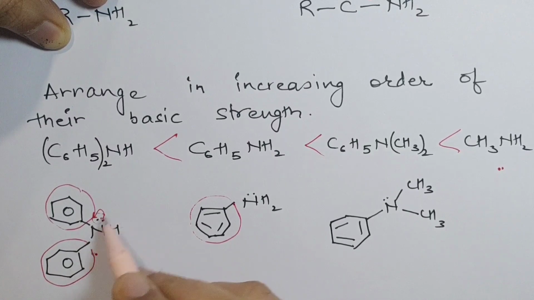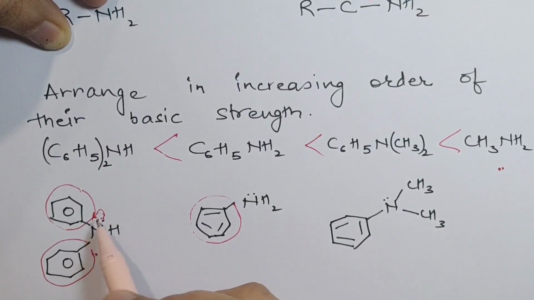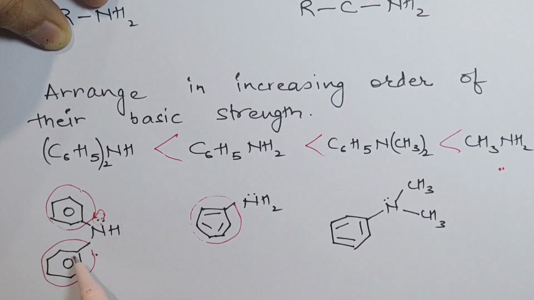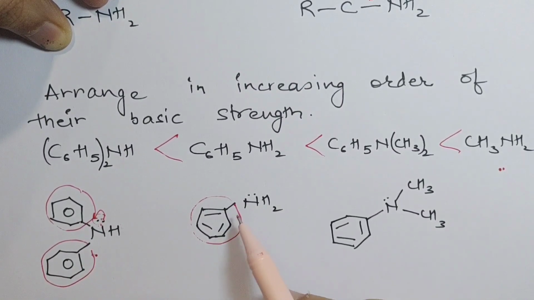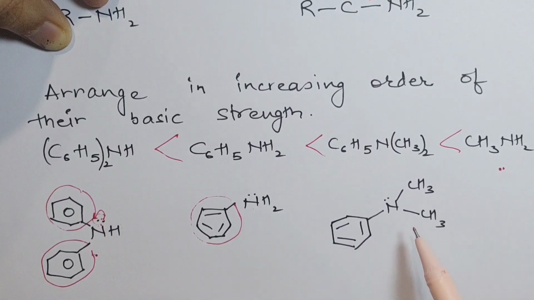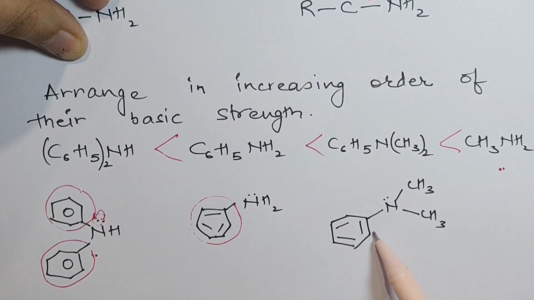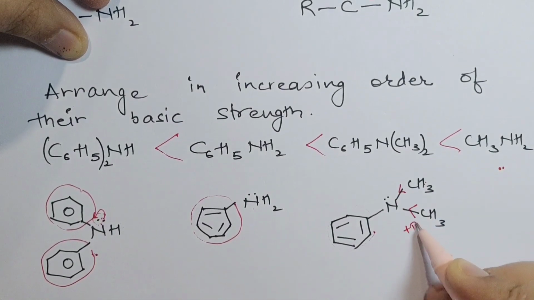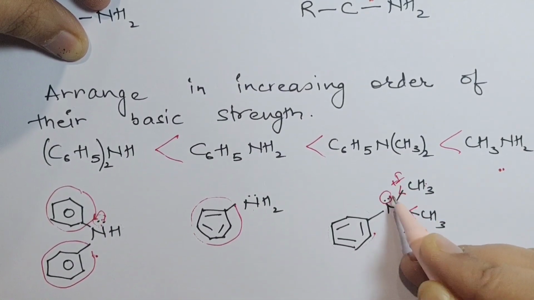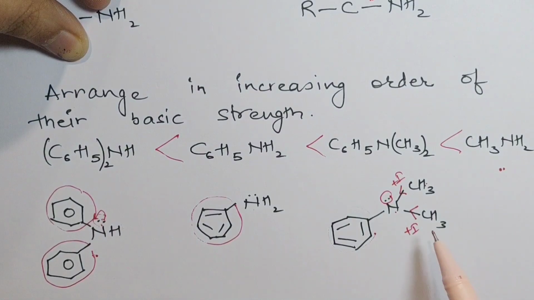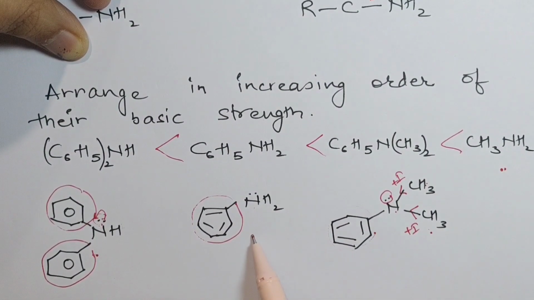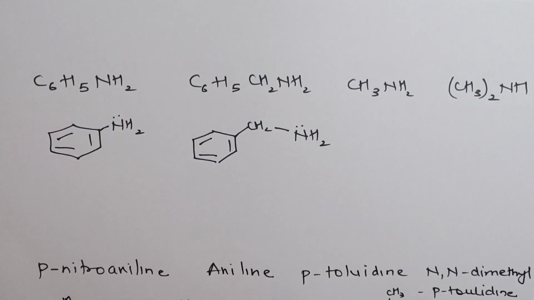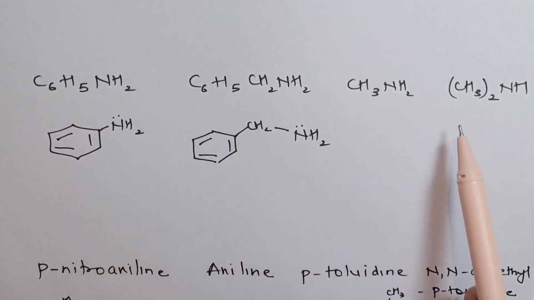Here lone pair is not at all available. It's very busy getting delocalized over the benzene rings, over two benzene rings. Here there's only one benzene ring, so it's comparatively more available. Now here there is a benzene ring, yes, but then there are also two alkyl groups which by plus I effect are increasing the electron density on nitrogen, therefore making it more basic than this. Okay, same question, arrange in increasing order of their basic strength but different molecules.